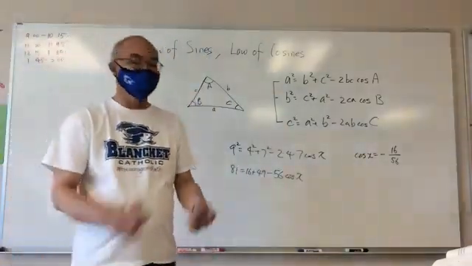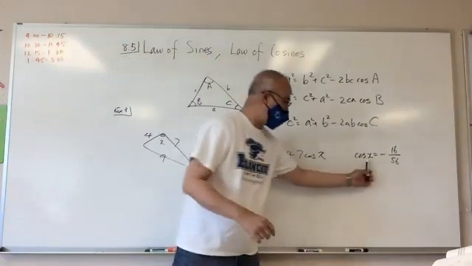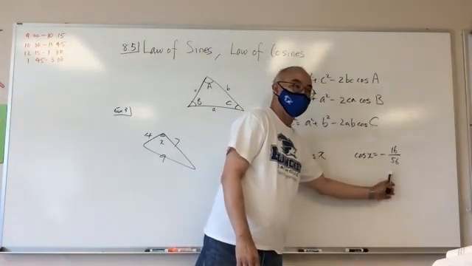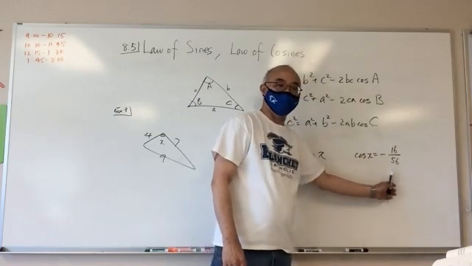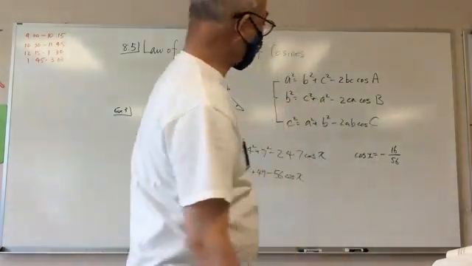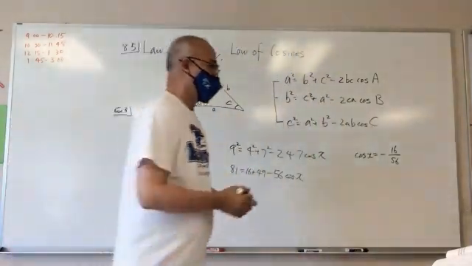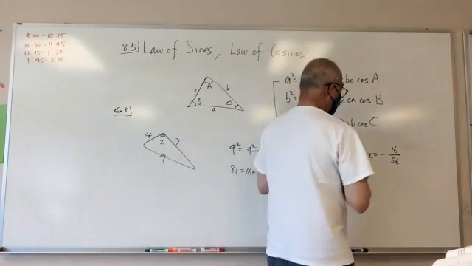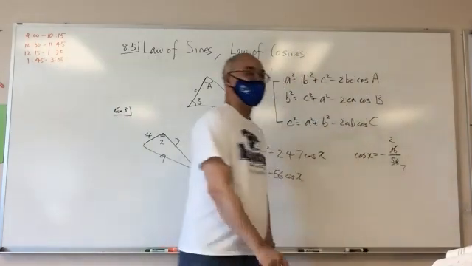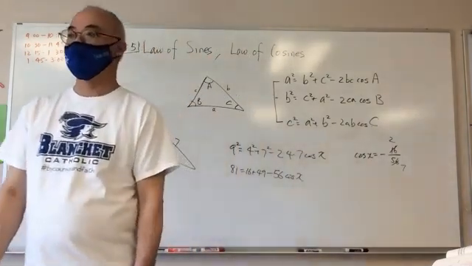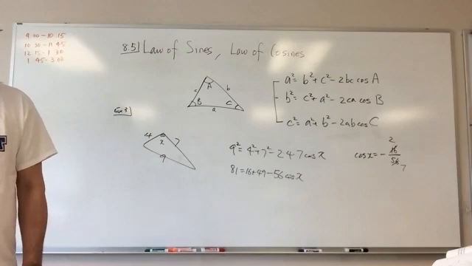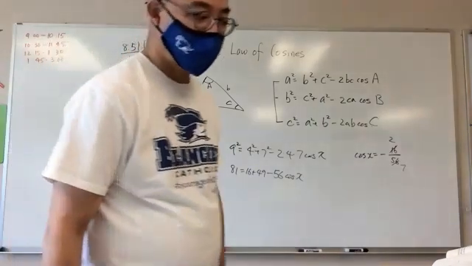Remember, you're looking to find the angle that gives you this value. So you would have to use the arc cosine function. Arc cosine of negative 16 over 56. By the way, this is divisible by 8. I get 2 and 7, right? Negative 2 over 7.